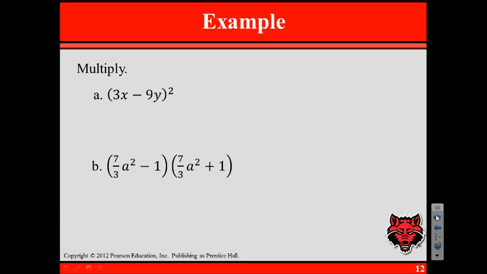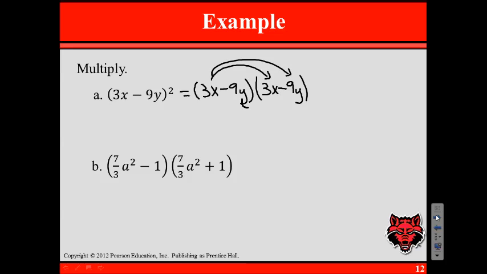Let's try a couple more examples on the next slide. We have 3x minus 9y, and that binomial is squared. Remember, don't square each term. Instead, write the binomial twice, because the exponent represents repeated multiplication. Once we do so, we use the FOIL method. We draw our arrows first, outer, inner, and last.